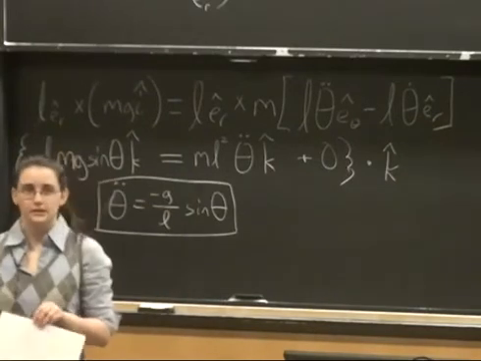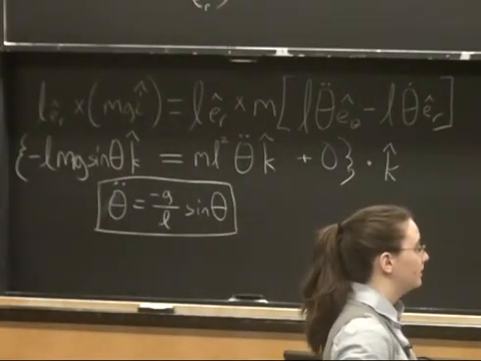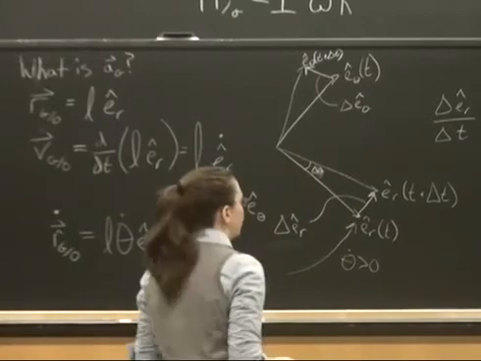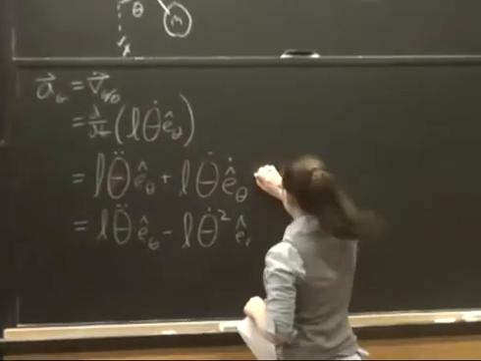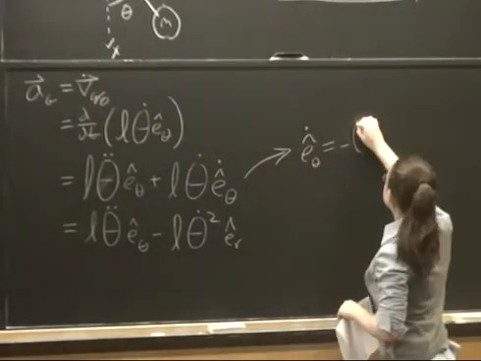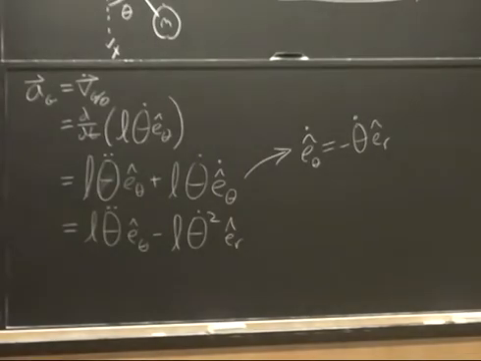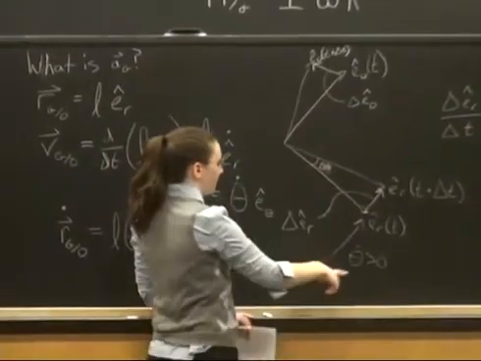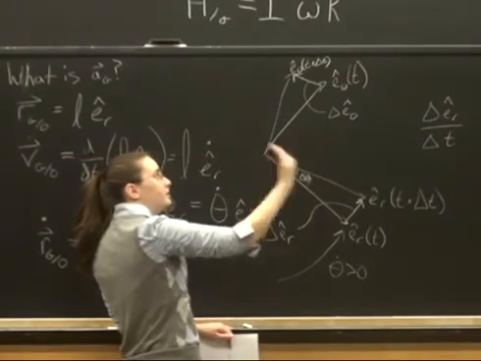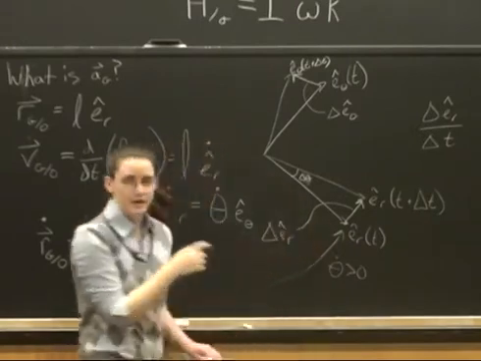Excuse me? Yes. Can you explain how you got the minus sign on L theta dot squared over there? You just sub in what you got for... Oh, so E theta hat dot is equal to minus theta dot ER hat. And you can see that from this picture by a similar argument as before. With positive theta dot, E theta hat is going to be moving this way, which is still perpendicular, but in the minus ER hat direction.